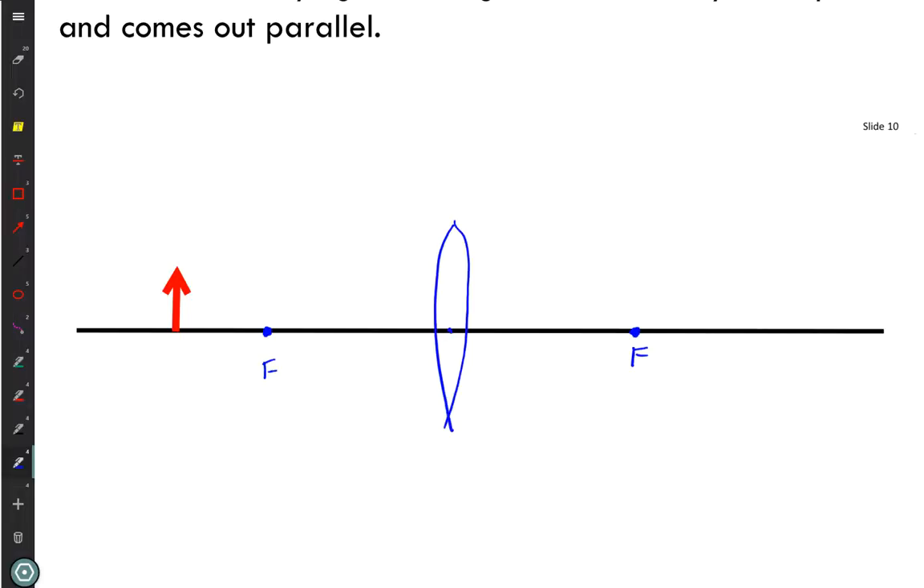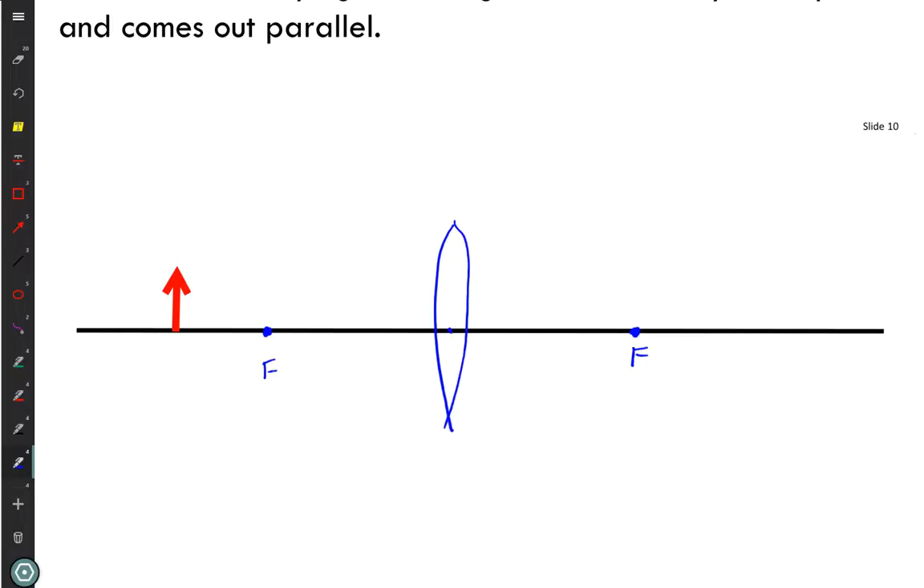The reason we put the bottom of the arrow on the principal axis is because we only have to analyze the top of the arrow, because the image of the bottom of the arrow is going to be on the principal axis as well, and so I don't worry about that one. So that's why we show the arrow going from the principal axis up.